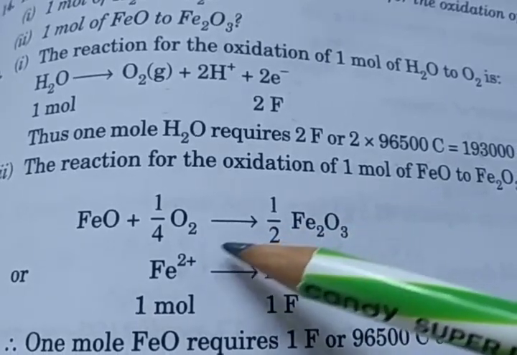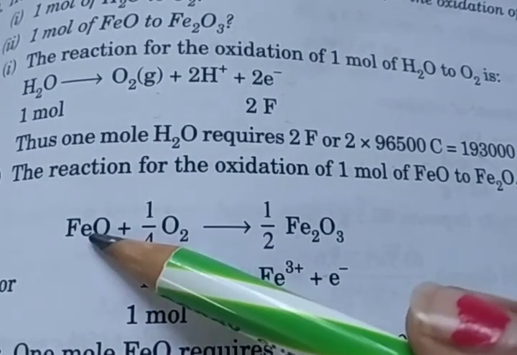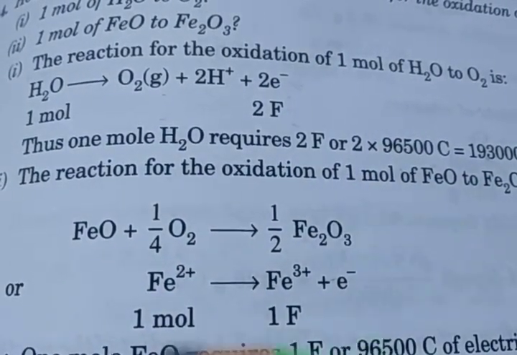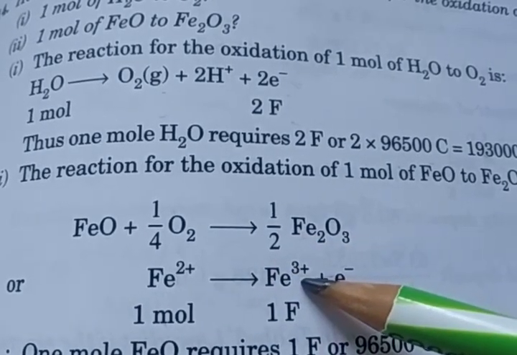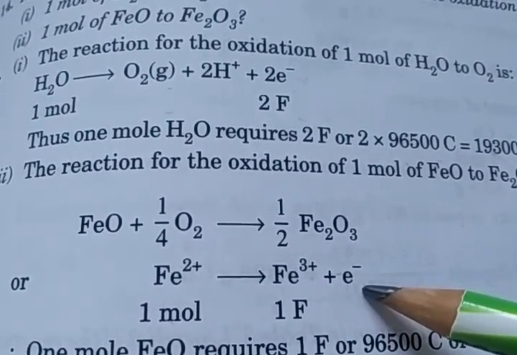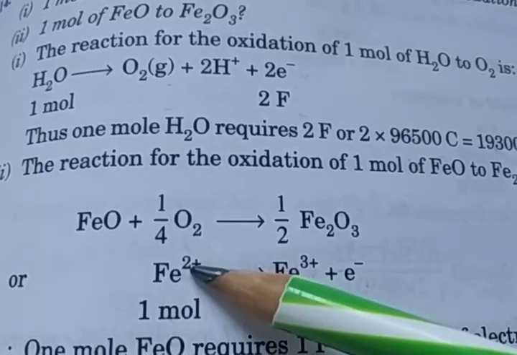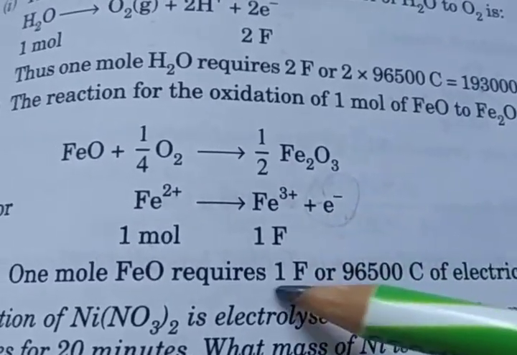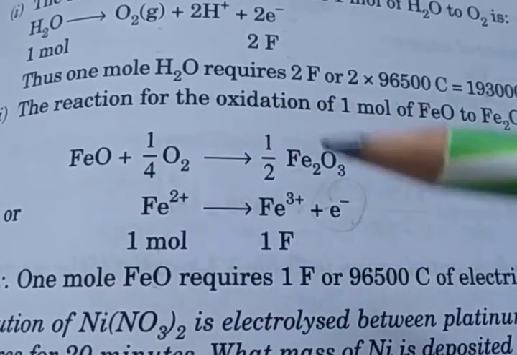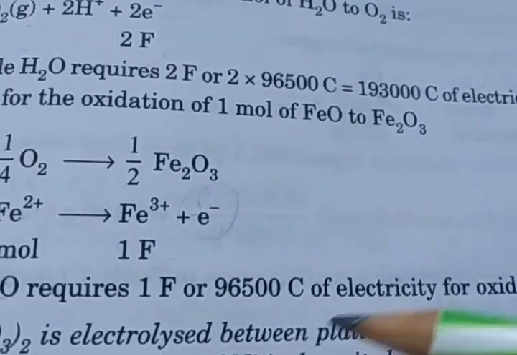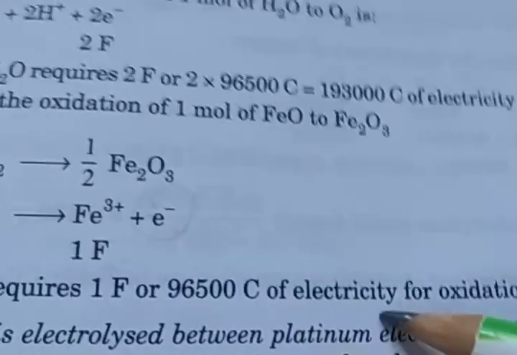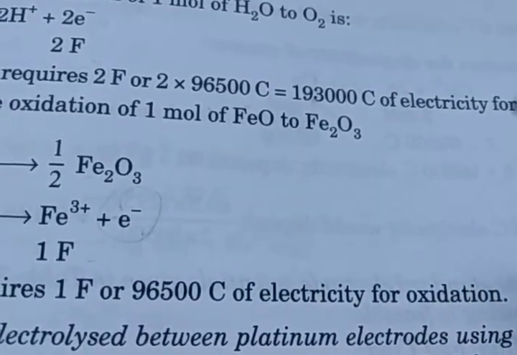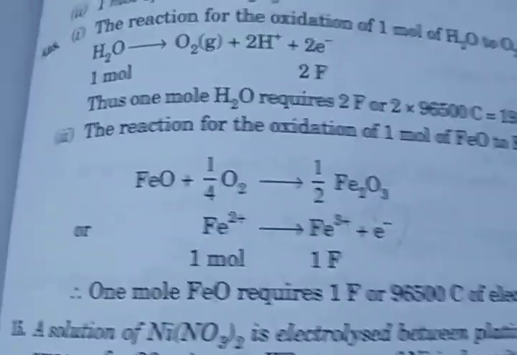So here in FeO the charge is +2, and here it is +3. So Fe2+ converts into Fe3+ by loss of 1 electron. So for 1 mole of FeO, 1 Faraday is required because there is only 1 electron. So 1 mole FeO requires 1 Faraday, that means 96,500 coulomb of electricity for oxidation.